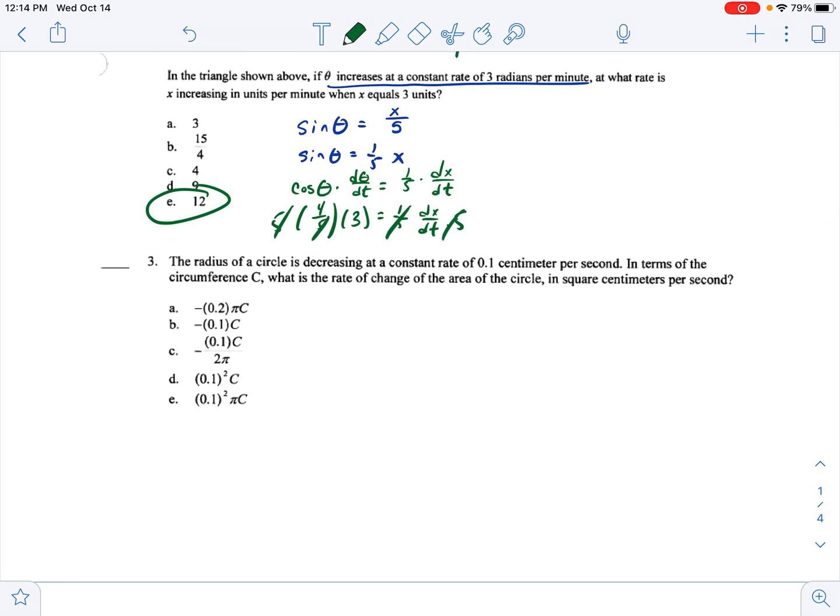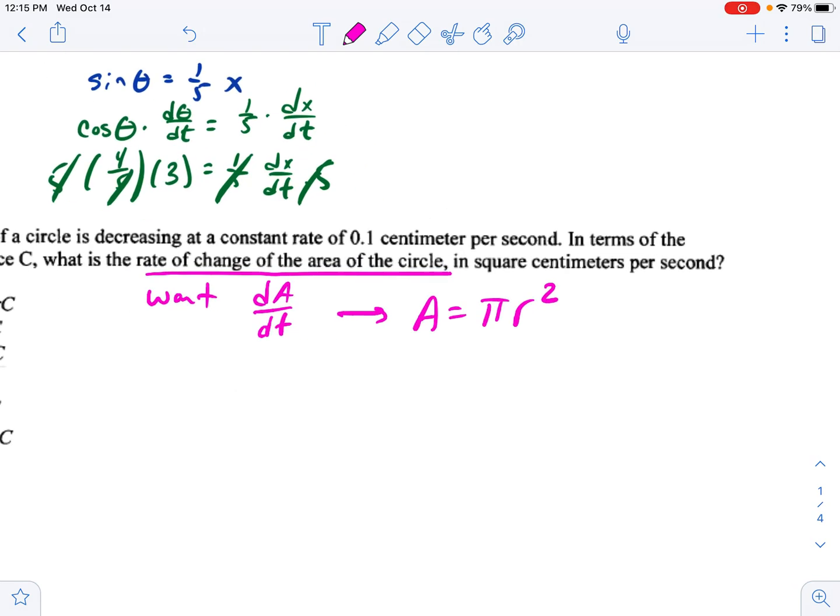Okay, number 3, the radius of a circle is decreasing at a constant rate of 0.1 centimeter per second. In terms of the circumference C, what is the rate of change in the area of the circle in square centimeters per second? Okay, so forget about circumference for right now. What is the rate of change in the area? We want dA/dt, right? And what do we know about the area of a circle? Area is pi r squared, okay?